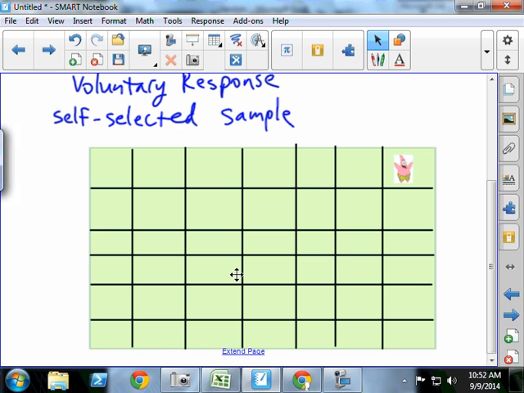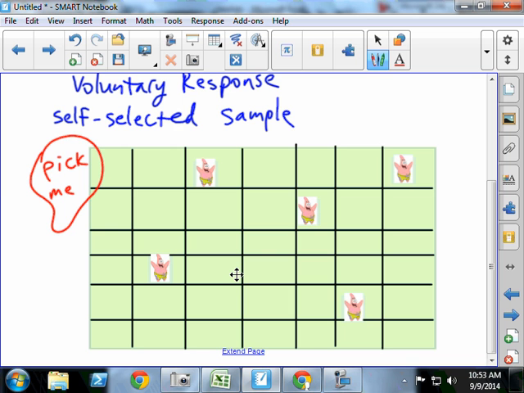Got a volunteer here. How ironic is that? No volunteers for the voluntary response. So I'll do this one. So here's a Patrick. There's a Patrick. There's a Patrick. There's a Patrick. There's a Patrick. And what are they all going to be doing or saying? Ooh, pick me! Pick me! A little comment bubble, right?